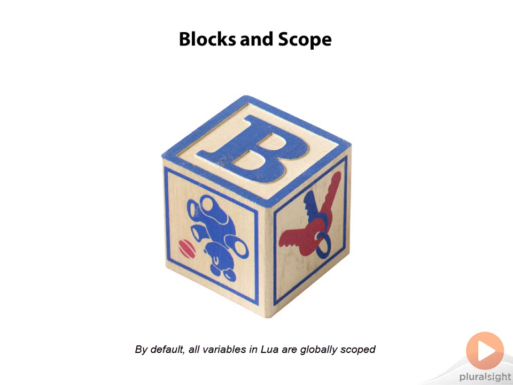We can create locally scoped variables by using the local keyword before the variable name. In fact, we should try to do this whenever possible. A locally scoped variable is only accessible within the block it's declared. Let's modify our example to use locally scoped variables.